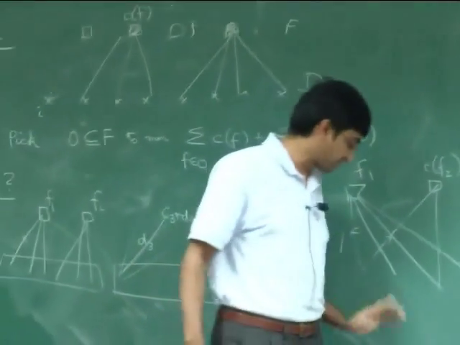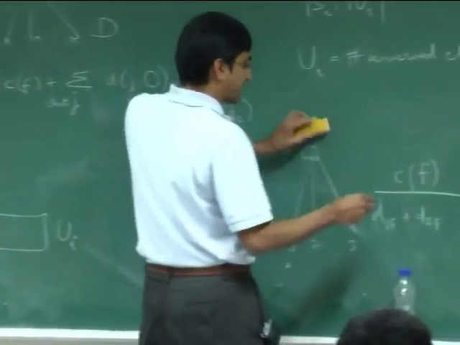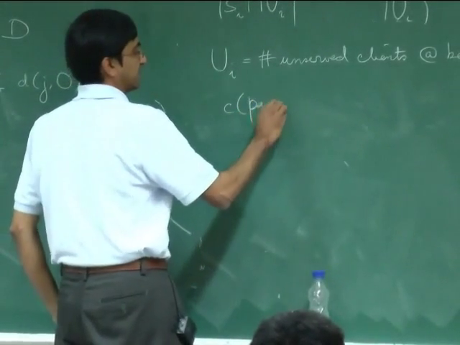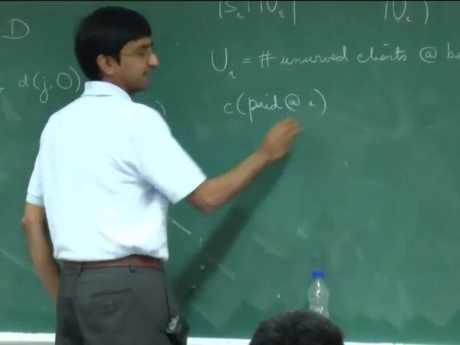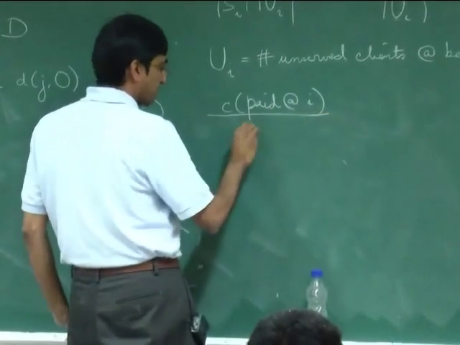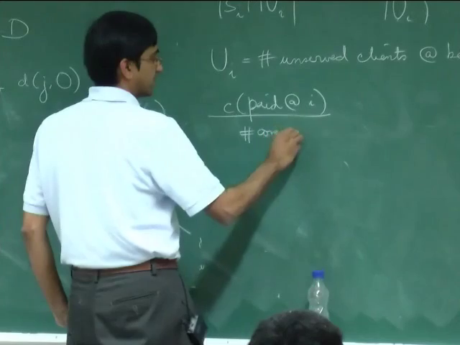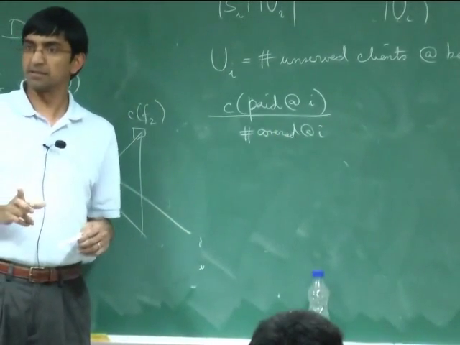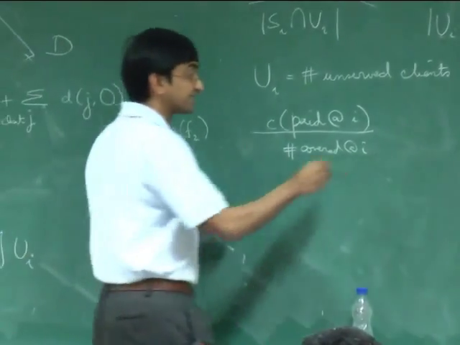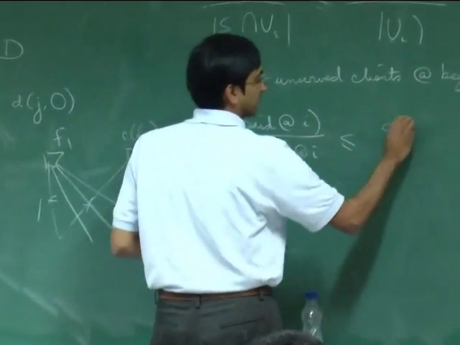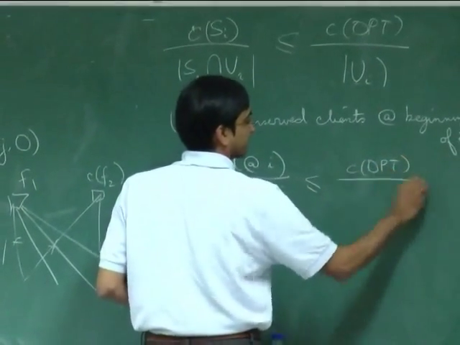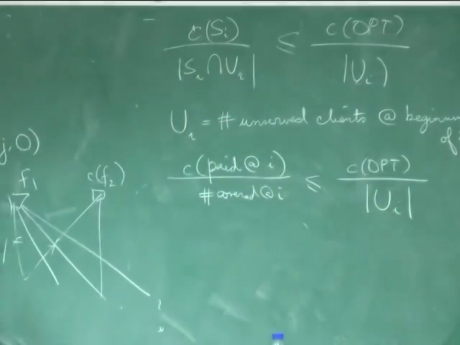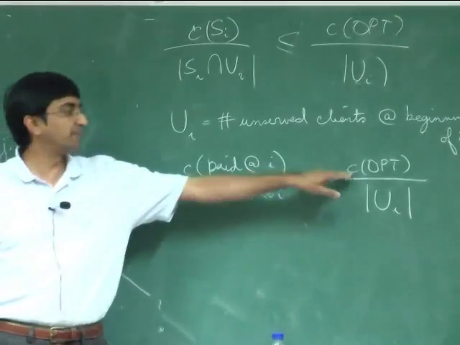Okay, and I want it to be so that the cost I pay, so cost paid at step I, divided by number covered at I, right? This is the number of guys I want to now, is less than or equal to what? Cost of opt divided by number of uncovered guys. This is what I want. Okay, now what is the cost of opt?